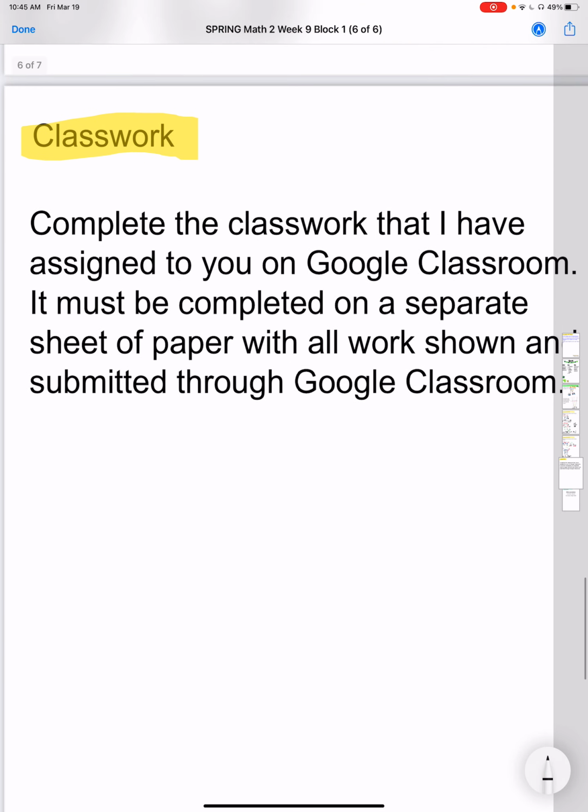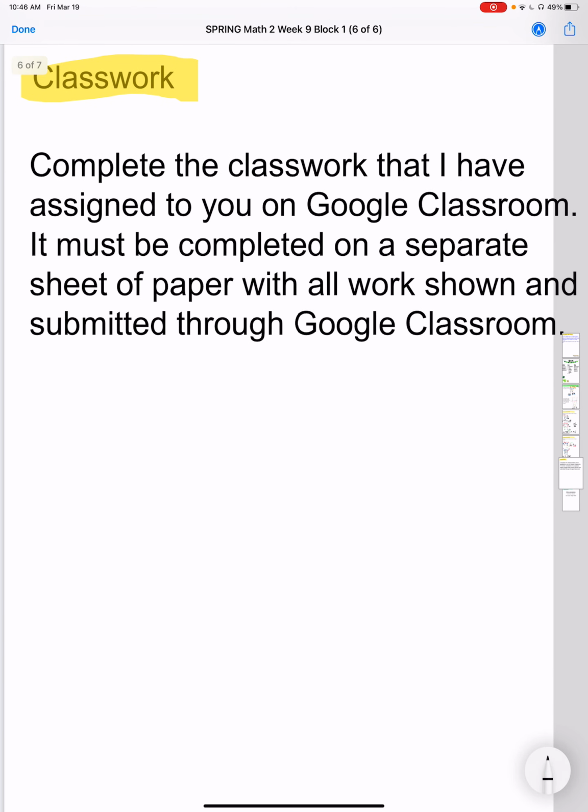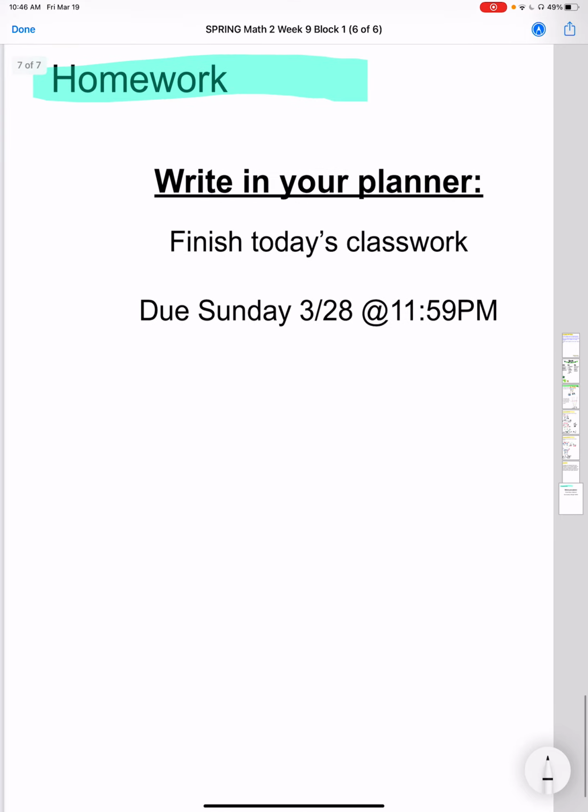All right, talking about classwork, I did upload classwork. It's not on Edulastic this time, it's on Google Classroom. So what you're going to do is look at the PDF that I attached. You're not doing this on the computer, you're doing this on a separate sheet of paper. You're going to take a picture of all your work and upload it to Google Classroom. Make sure that all of your work is shown for full credit. Whatever you do not finish in class today is due for homework by Sunday, the 28th at 11:59 p.m. So make sure you get that done. That way you have no homework.